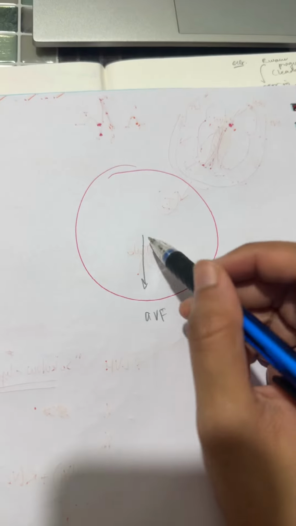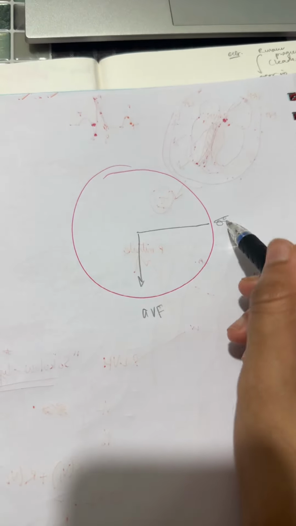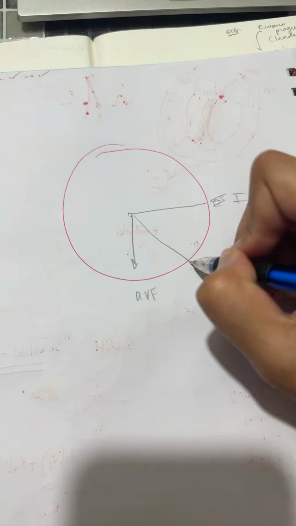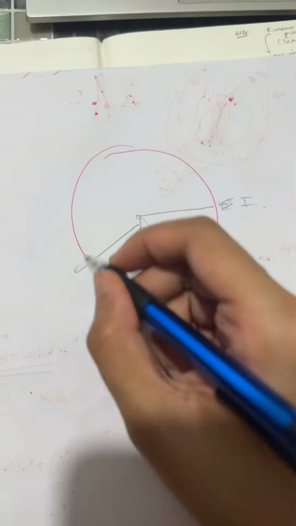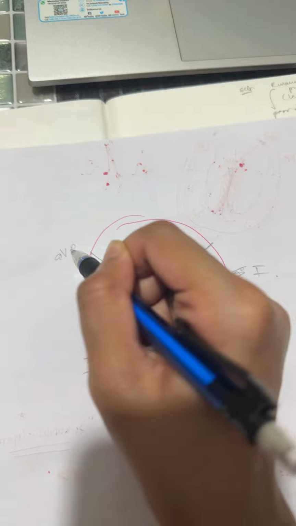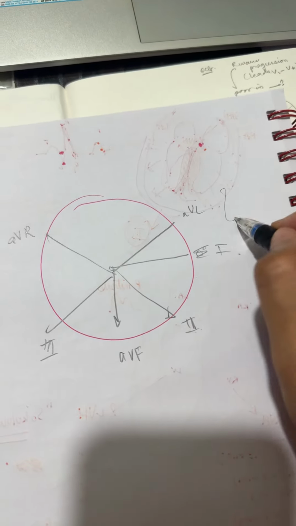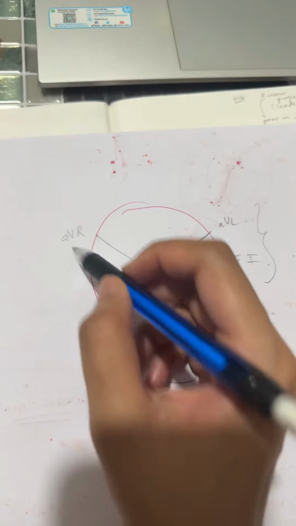Here we have AVF, it's the foot lead. Then we have here which is 0 degrees, but this is known as lead 1. Lead 1 is here, we'll have lead 2 over here, and we'll have lead 3 over here. So imagine the right arm where we have AVR, left arm we have AVL. You can see clearly lateral leads, 2, 3 AVF are inferior leads. This is the right side of the heart.